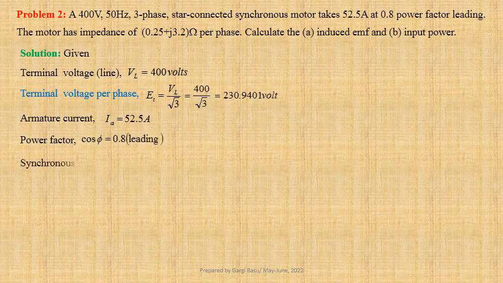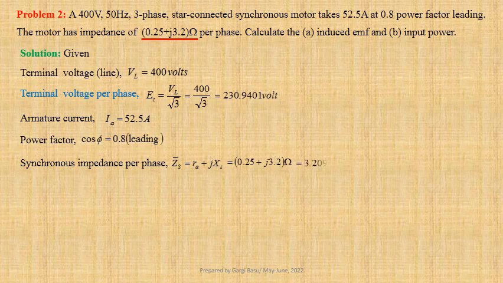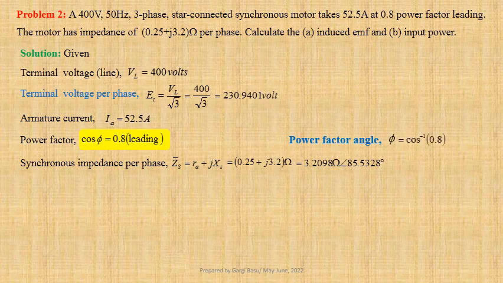Given synchronous impedance per phase Zs equals Ra plus jXs equals 0.25 plus j3.2 ohm. This may be written in polar form as 3.2098 ohm at an angle 85.5328 degree. Let us now determine power factor angle. Phi equals cos inverse 0.8, that is equal to 36.8699 degree.